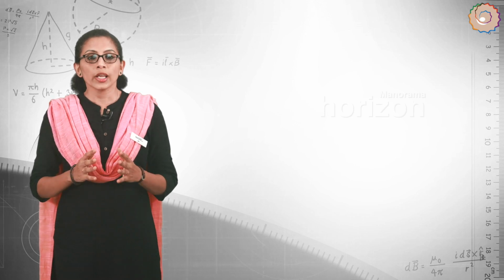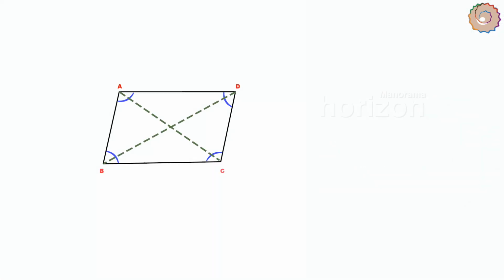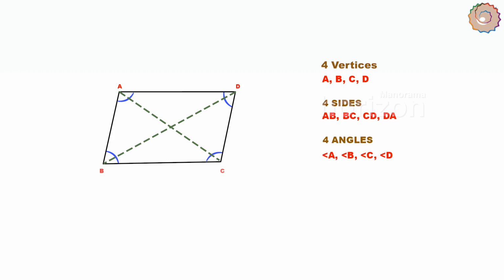sides. Example, given a parallelogram ABCD, a parallelogram has 4 vertices A, B, C and D. Now, what are the 4 sides? AB, BC, CD and DA. Now, what are the 4 angles? Angle A, angle B, angle C and angle D. Now, the 2 diagonals, that is AC and BD.